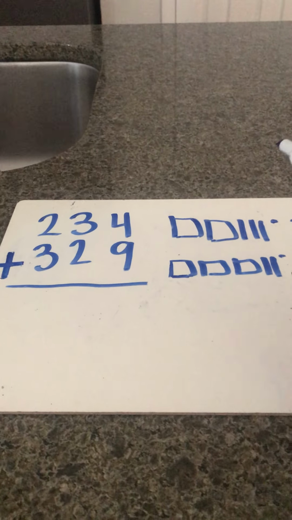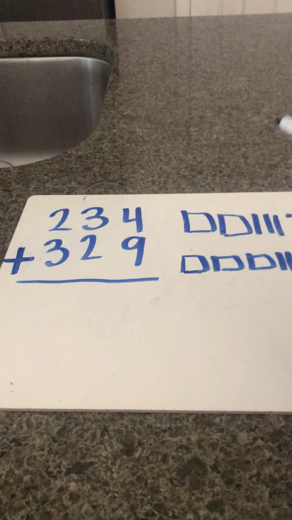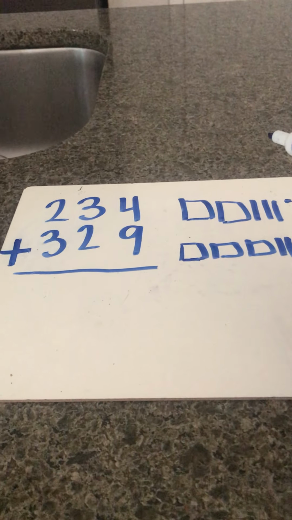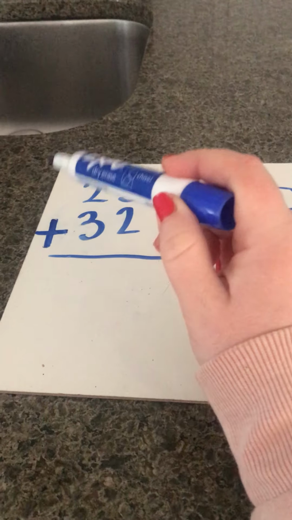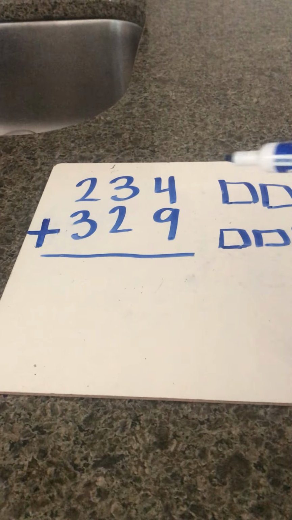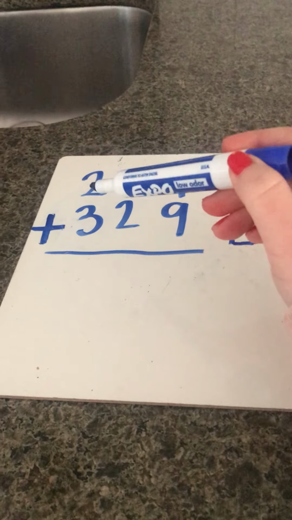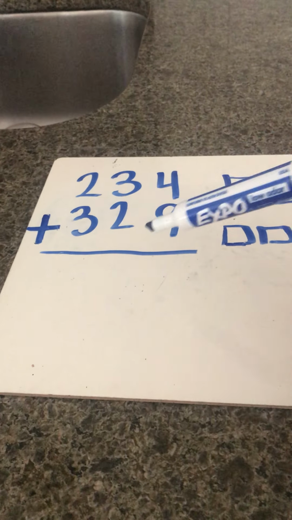Okay, so today you're going to learn how to add 3-digit numbers with regrouping. So the first thing we always do is we look at our sign. So we see a plus sign, so we know we're going to be adding these numbers. So our problem is 234 plus 329.